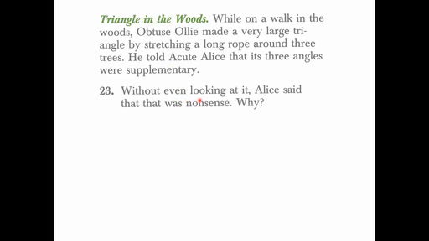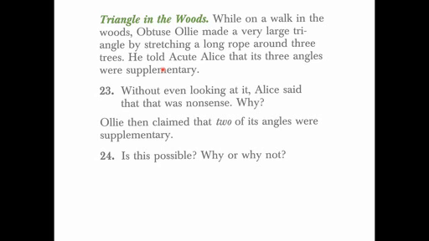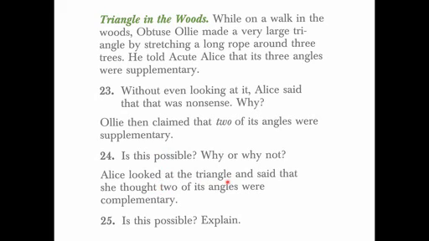And Alice says that's ridiculous. She notices it right away. So why is it nonsense when he says the 3 angles were supplementary? Look back at the definition if you need to, or the theorem. Ollie then says, okay, well then 2 of the angles are supplementary. Answer that. Is it possible? Why or why not? But when Alice looked at the triangle, she said that she thought 2 of its angles could be complementary. Is that possible? Thinking about the definition again and explain it.